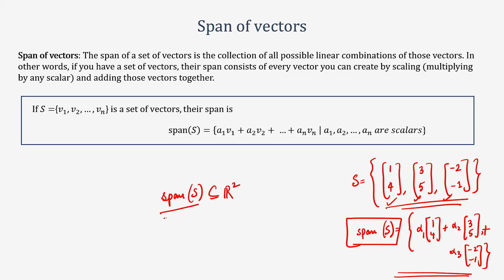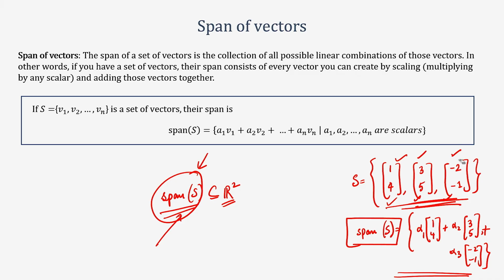Why? First of all, is it non-empty? Yes, it is non-empty. Second, you take 2 elements from span of S and add them up, they can also be written as a linear combination of these 3. So span of S is a vector space, a subspace of R2, and span of S is generated by these three vectors.